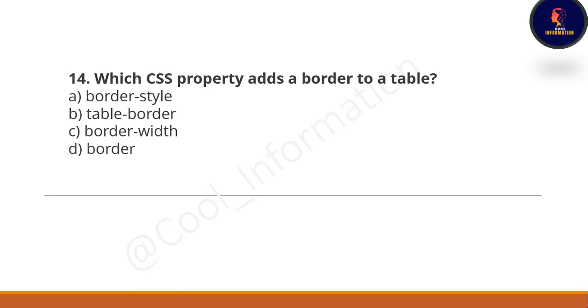Which CSS property adds a border to a table? Option A border-style. Option B table-border. Option C, border-width, and last option is border. Correct option is option number D. By using the border property, we can add a border to a table. Okay, do not confuse with the first three options. Border will be the correct option.